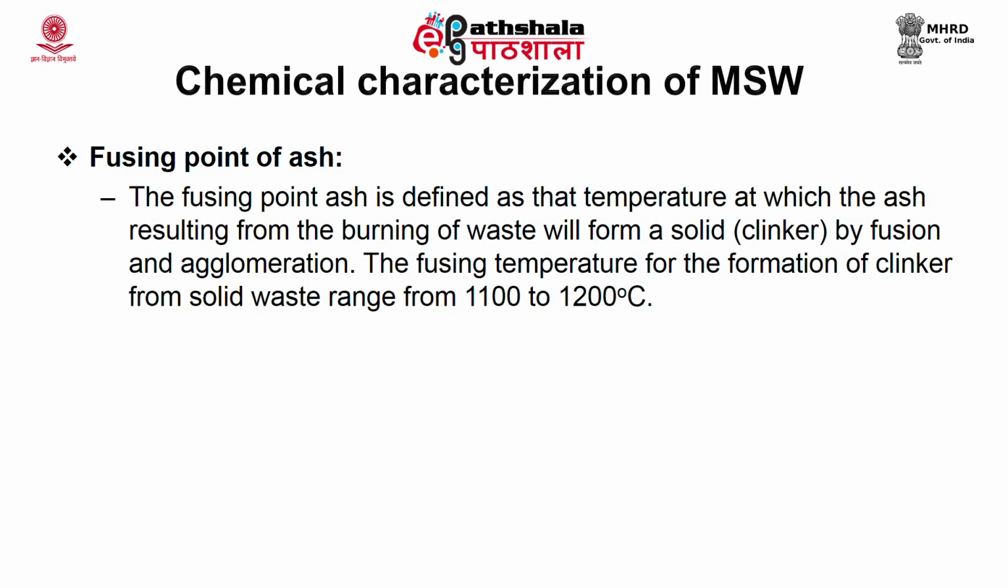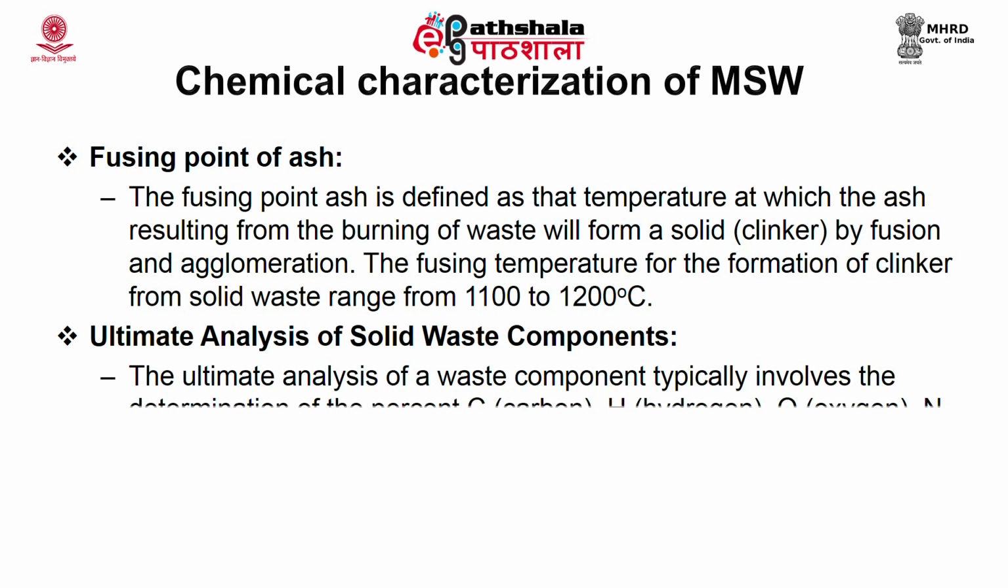Now, the next chemical characteristic is the fusing point of ash. The fusing point of ash is defined as the temperature at which the ash resulting from burning of waste will form a solid by fusion and agglomeration. This solid material obtained by fusion and agglomeration is called a clinker. The fusing temperature for the formation of these clinkers ranges between 1100 to 1200 degrees Celsius.